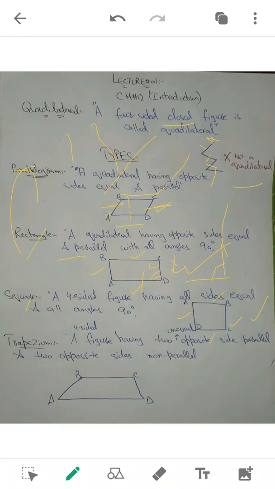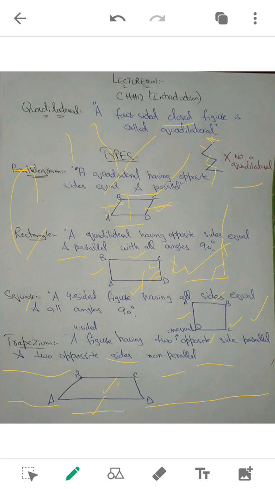The last figure, which is unique among all, is the trapezium. It is also a four-sided figure having 2 unequal opposite sides parallel and 2 opposite sides non-parallel. What is meant by this? If you look at this figure, these 2 sides, this one and this one, are parallel to each other. If you extend them, they will never meet at any point. But they are not equal in length.